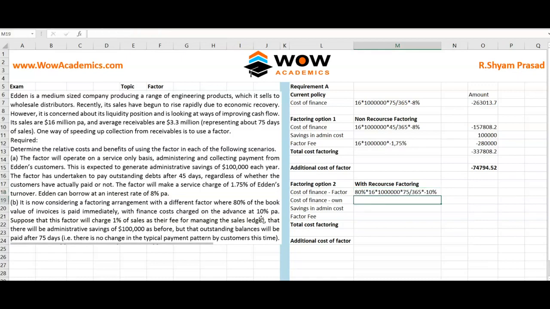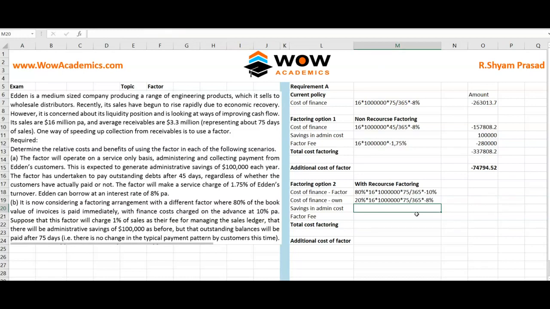the amount given. The next one is own finance. So if he pays the 80%, the balance 20% has to be financed by us. So for the balance 20% we have to arrange finance for 75 days, but our financing cost is much less. It's only 8%, because that is what is given here. Eden can borrow at an interest rate of 8%. So this is how it works.